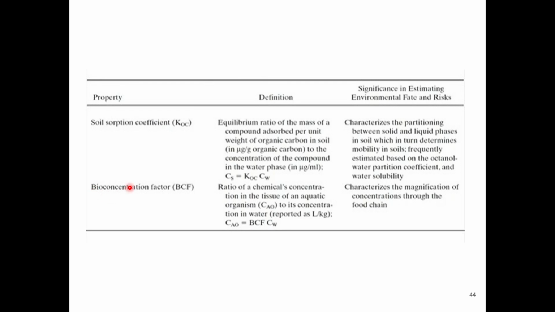And the last is the bioconcentration factor (BCF), which is the ratio of a chemical's concentration in the tissue of an aquatic organism (Cao) to its concentration in water, reported as liter per kg. So Cao is equal to BCF into Cw, and it characterizes the magnification of concentrations through the food chain. Okay, so these are some of the standard definitions of the important properties.